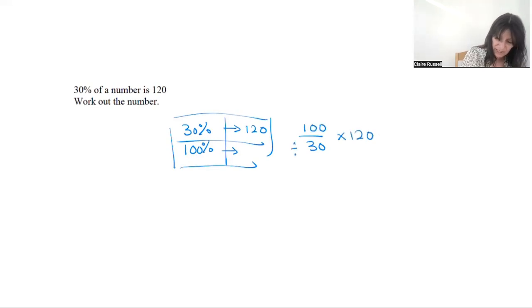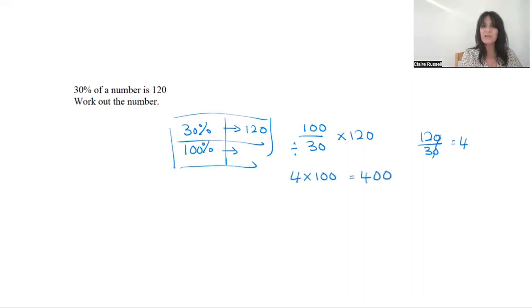Divide by the bottom. 120 divided by 30. 3s into 12 go 4. So 4 times by the top, and you've got 400 as the original number. There's lots of different ways that you could approach that. Obviously, you will have your own methods. As long as you can back it all up and you've got 400 as your answer, all is good.